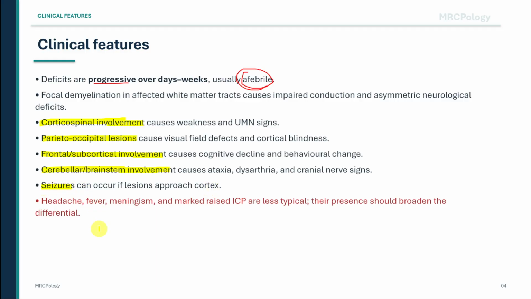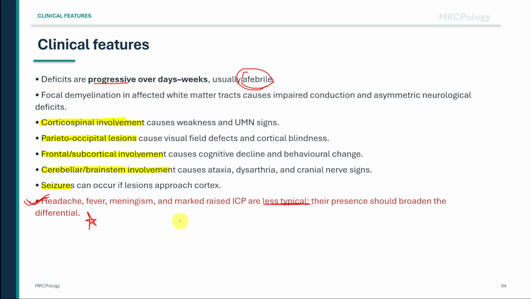The key clue is progression without the inflammatory features you would expect in meningitis or encephalitis. Headache, fever, meningism, marked edema, and raised intracranial pressure are less typical. Their presence should make you broaden the differential.